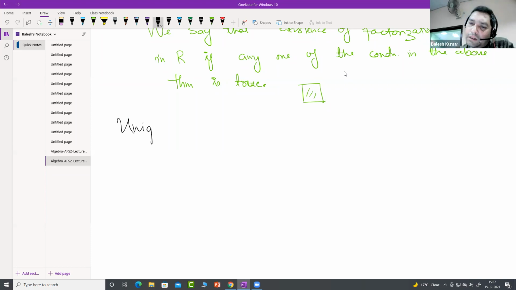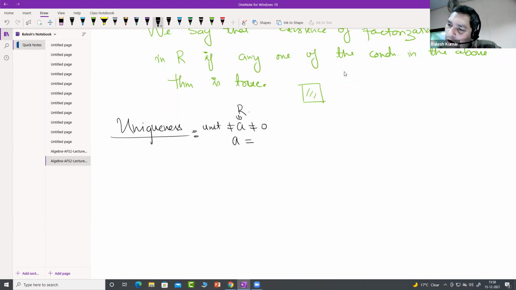In the fundamental theorem of arithmetic, the second part is about uniqueness. Suppose you have an integral domain which has the existence of factorization, that means any non-zero, non-unit element inside this integral domain R can be written as b1, b2, and so on, bk, where the bi's are irreducible elements inside R. So the bi's are irreducible. What can we say about uniqueness?